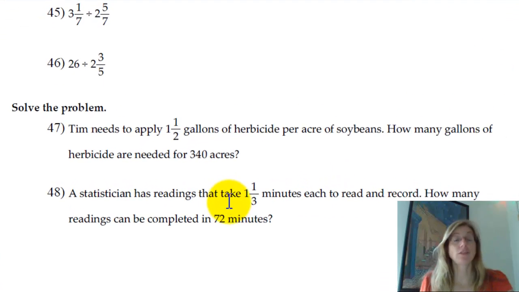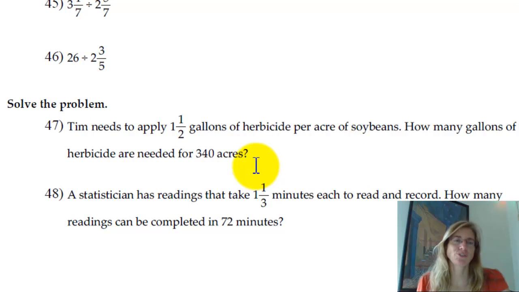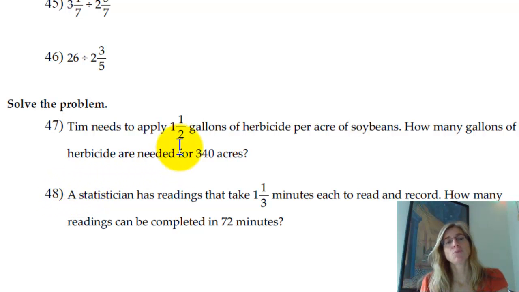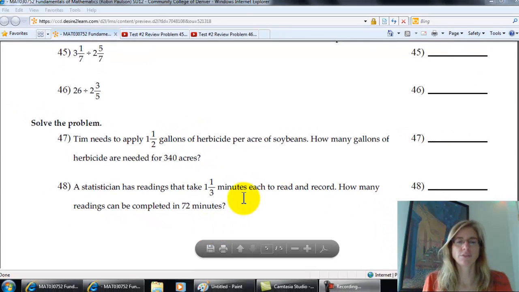Okay, these last two problems of test review number 2. So problems 47 and 48, and they're both word problems. And they use mixed numbers, and in one problem we're multiplying, and the other problem we're dividing.